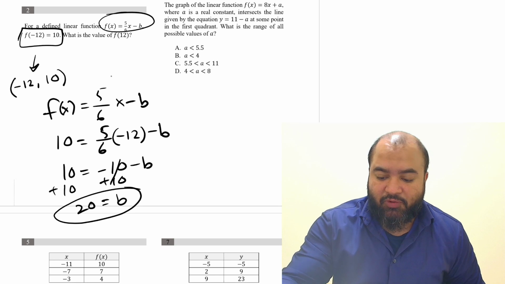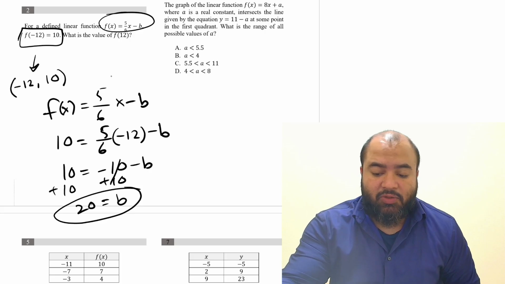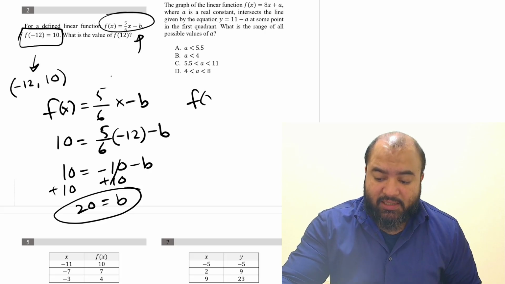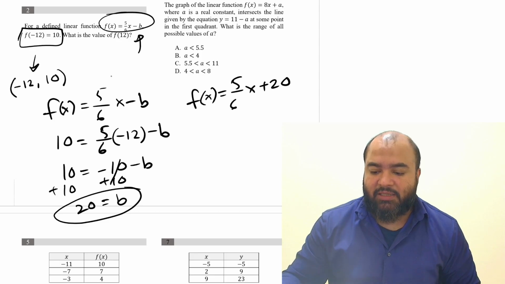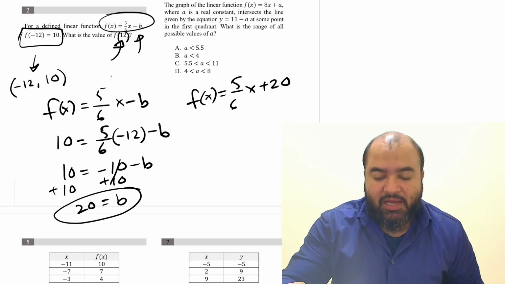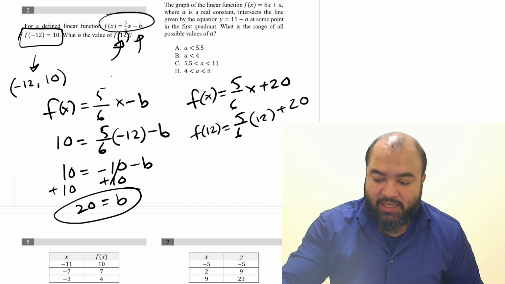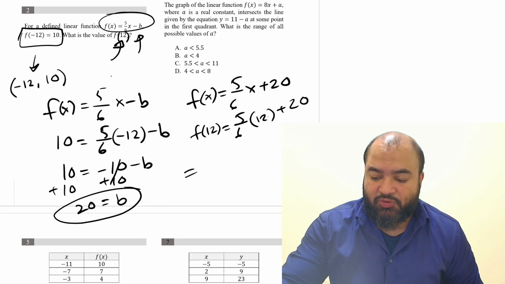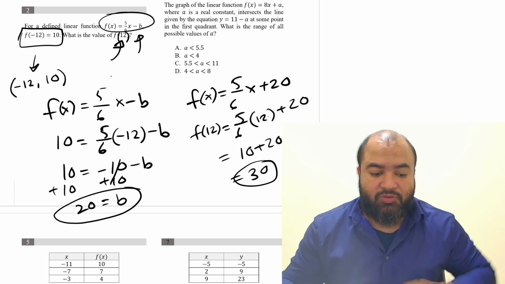Alright, so the full equation. Now once you find a value, you always plug it back in. So plug back into the equation. So f of x is equal to 5/6 x plus 20. That's the full equation. Now they said, what is f of 12? Remember, whatever is inside the parentheses, that's the x value. So we're going to plug in: f of 12 is 5/6 times 12 plus 20. That's how much? 6 goes into 12 2 times, so that's 10. You can use a calculator if you want. So 10 plus 20, the answer is 30. 30 should be the answer.